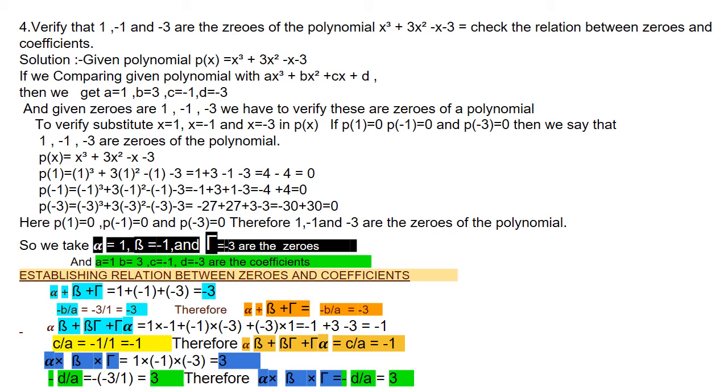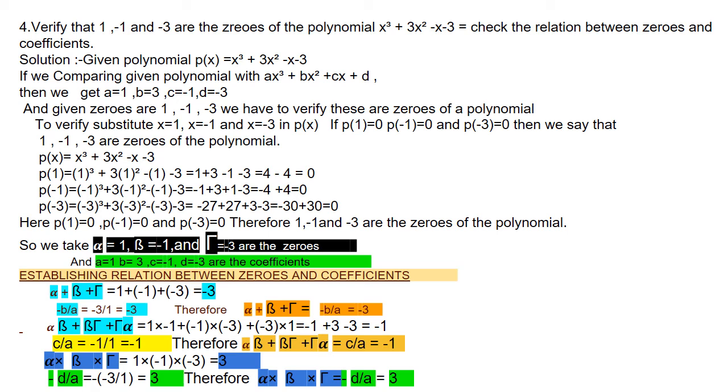The last problem of the exercise is: verify that 1, minus 1, minus 3 are the zeros of the polynomial x cube plus 3x square minus x minus 3, and also check the relation between zeros and coefficients. Here the given polynomial is P of x is equal to x cube plus 3x square minus x minus 3. We are comparing the given polynomial with the cubic polynomial ax cube plus bx square plus cx plus d.